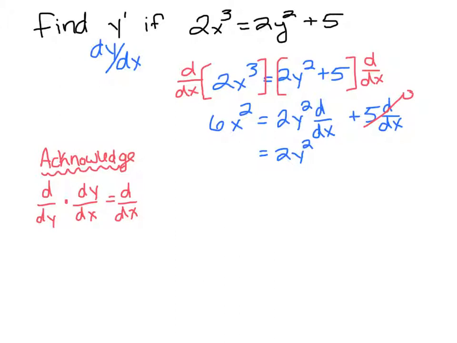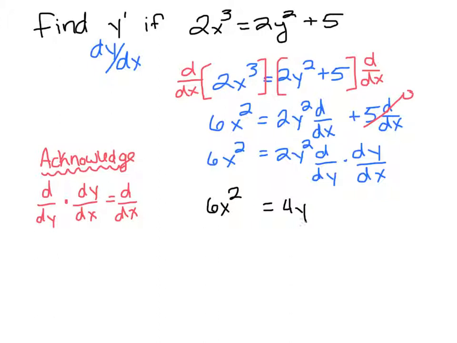So we have 2y squared, d over dy, times dy over dx. And we got 6x squared. Remember, we didn't change the function or anything. We just rewrote it differently. Now we can take the derivative of this fairly easily, since we know what d over dy of 2y squared is. So now we have 6x squared. We're going to use the power rule. So the derivative of 2y squared with respect to y is just 4y. And we're left with dy dx.